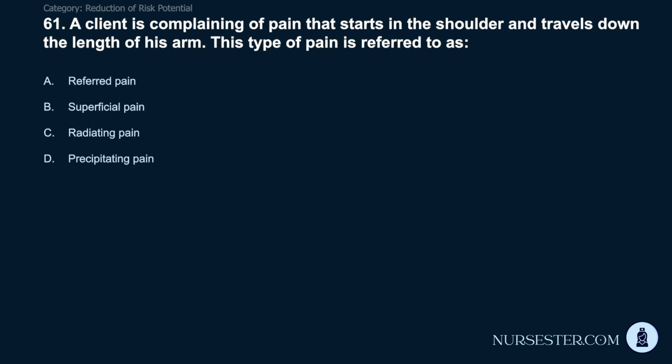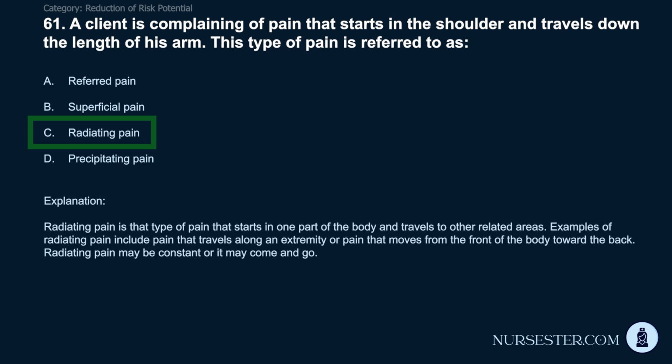61. A client is complaining of pain that starts in the shoulder and travels down the length of his arm. This type of pain is referred to as: A. Referred pain. B. Superficial pain. C. Radiating pain. D. Precipitating pain. Correct answer: C.